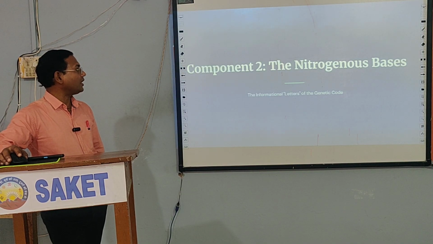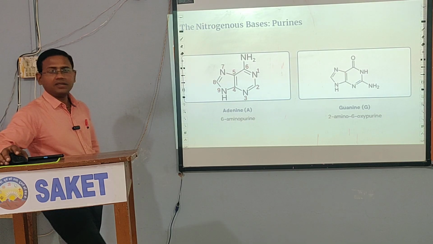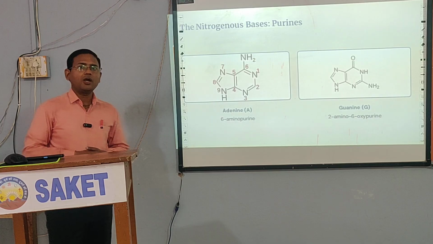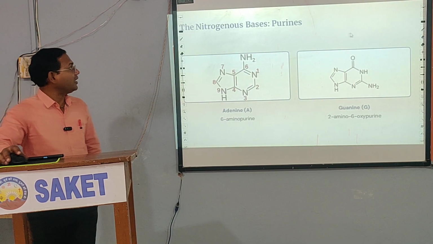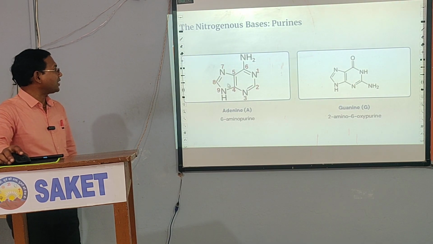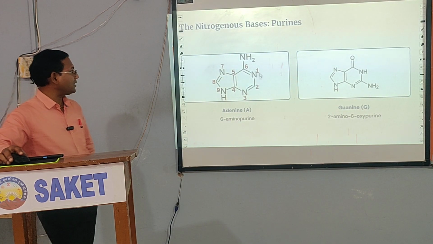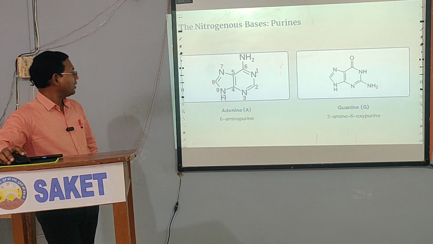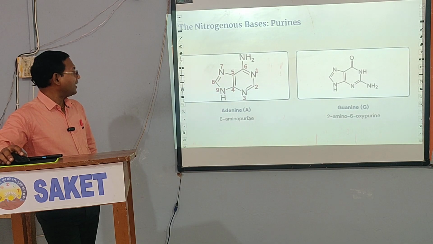The second component is the nitrogenous base, and we know that there are two groups of nitrogenous bases. One is the purine. The purine is made up of a 2-ring structure: one is the pyrimidine ring and the second is the imidazole ring. Together these form the purine ring, and there are 4 nitrogens in the ring, at positions 1, 3, 7 and 9.